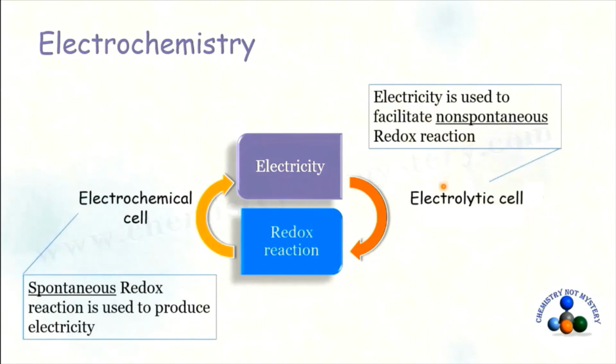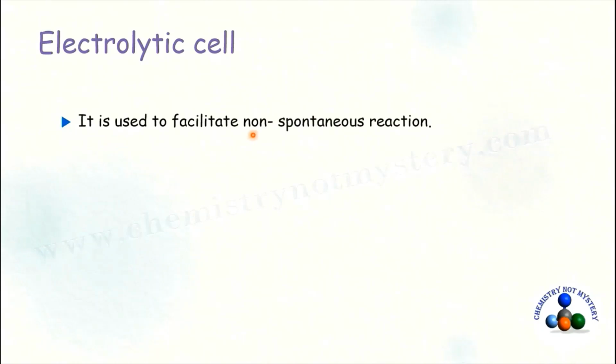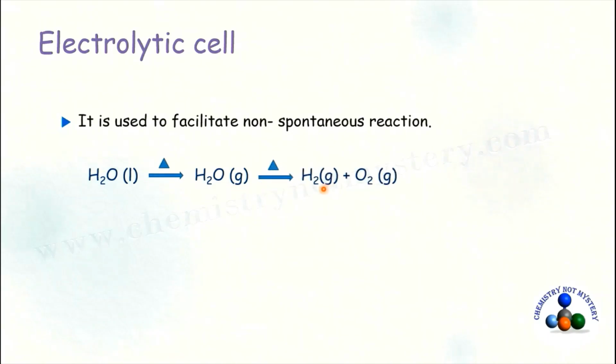In this video, we are going to discuss the use of electricity to facilitate non-spontaneous redox reaction. So let's try to understand what is non-spontaneous redox reaction. Electrolytic cell is used to facilitate non-spontaneous redox reaction. For example, there is water. When you heat this water, you will get water vapors. When you further heat this water vapor, you won't get H2 gas and O2 gas.